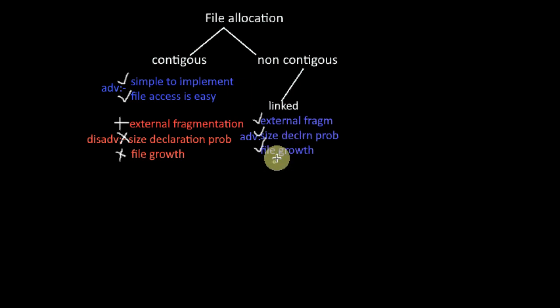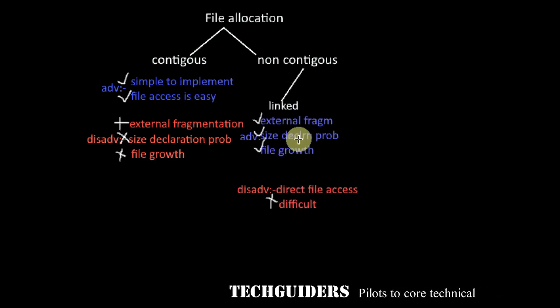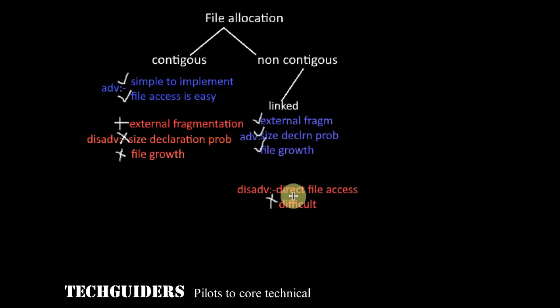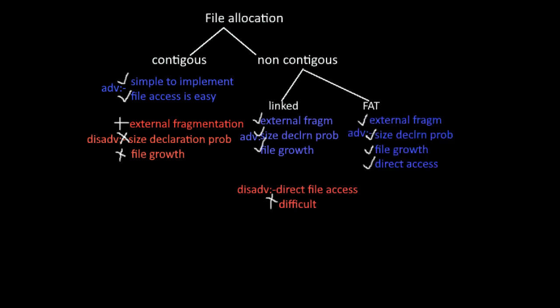But here the problem is the file access. The sequential file access is fine, but the direct file access is difficult. This method is not suitable for direct file access. Hence we go for the next method of non-contiguous allocation using file allocation table.